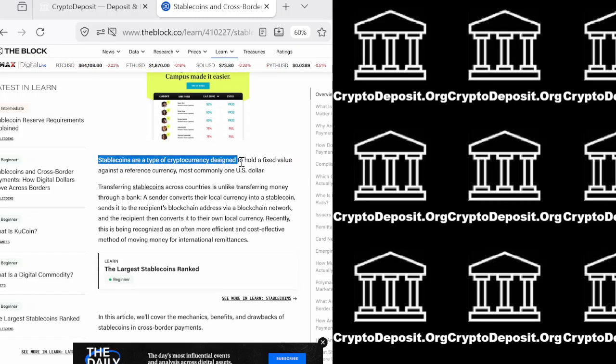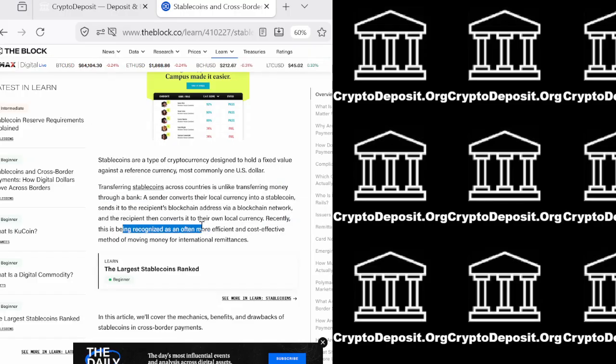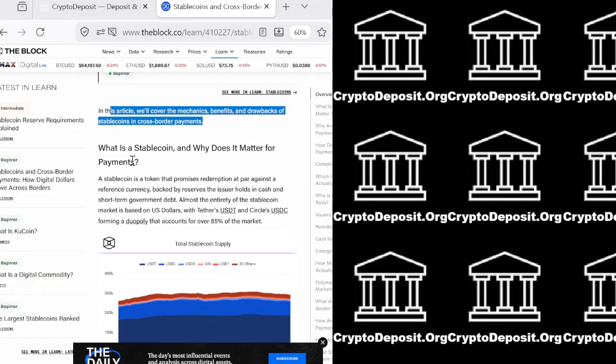Stablecoins are a type of cryptocurrency designed to hold a fixed value against a reference currency, most commonly $1 US. Transferring stablecoins across countries is unlike transferring money through a bank. A sender converts their local currency into a stablecoin, sends it to the recipient's blockchain address via blockchain network, and the recipient then converts it to their own local currency. Recently, this is being recognized as an often more efficient and cost-effective method of moving money for international remittances. In this article, we'll cover the mechanics, benefits, and drawbacks of stablecoins in cross-border payments.